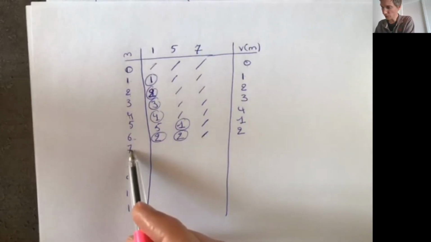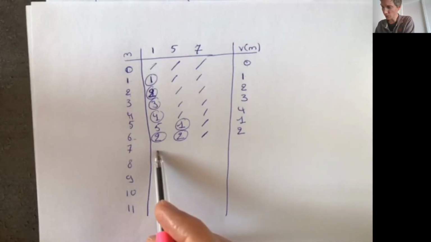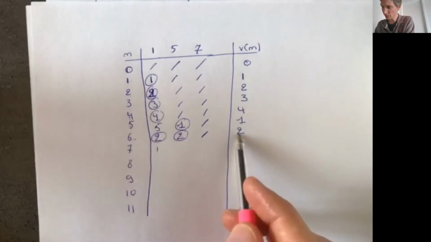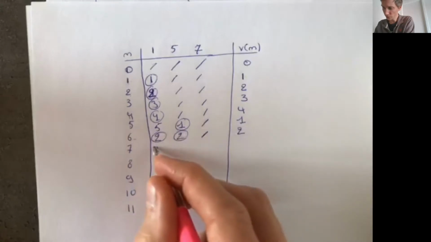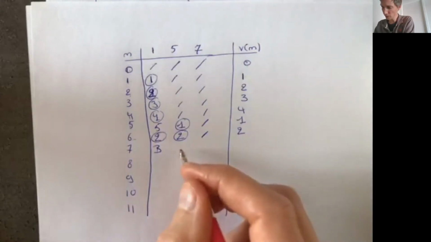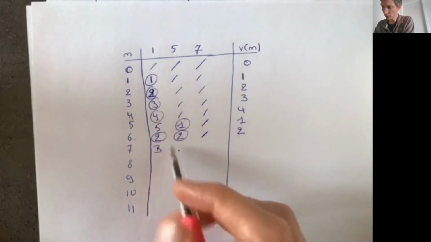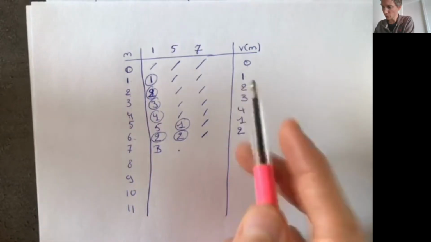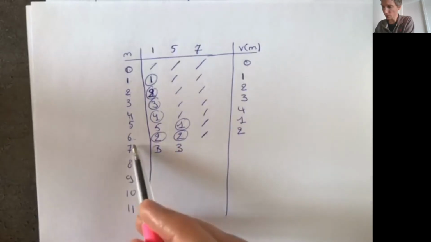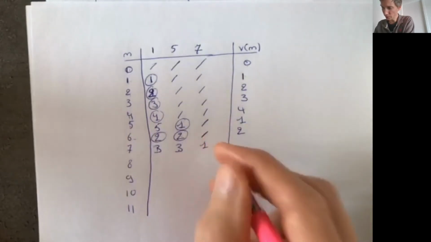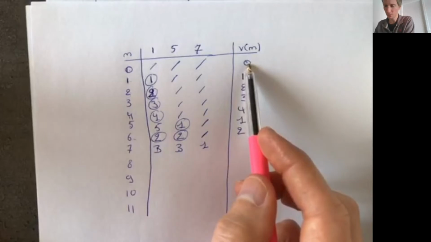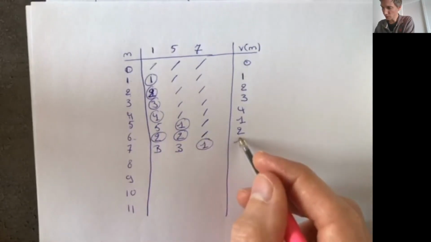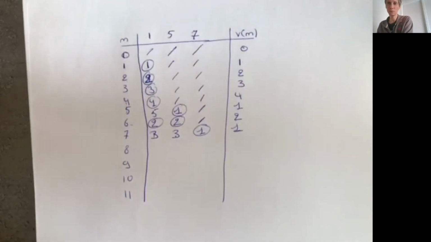Now to repay an amount of 7. If I use a coin of 1 cent, I still need to pay back 6. So 1 coin plus 2 coins is 3 coins in total. If I use a coin of 5, I still need to repay 2, which uses 2 coins, so this is 3 coins in total. But here I can use my 7 coin, and then I have to repay 0. So here the minimum of these 3 numbers is 1, so I will use my 7 coin, which seems obvious.